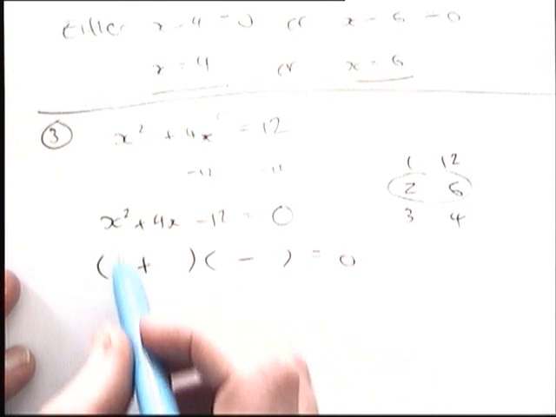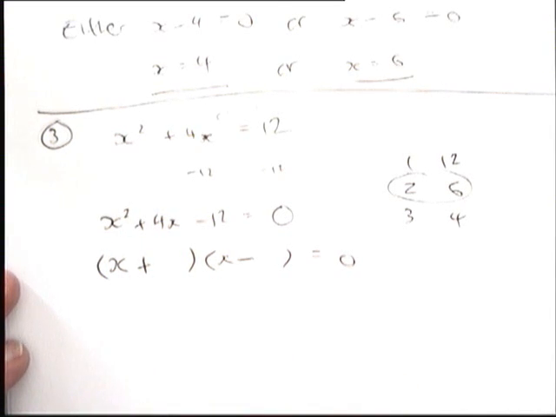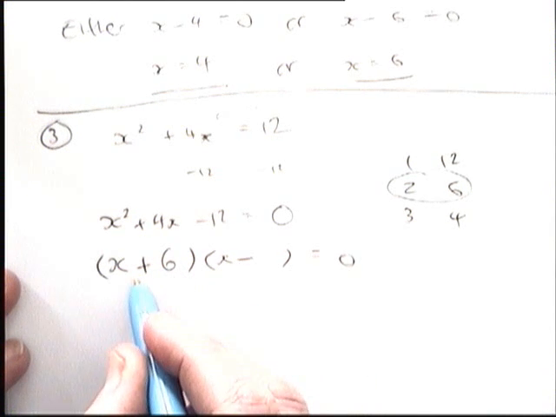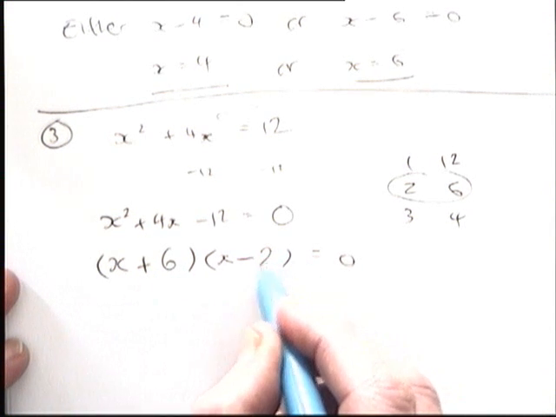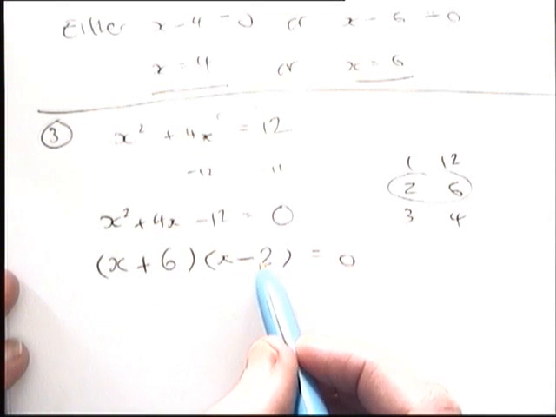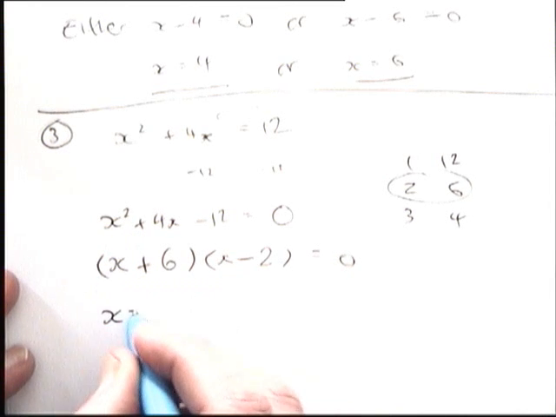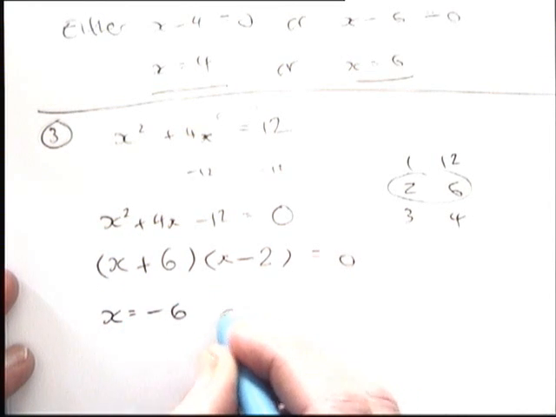So let's just put my x's in, because that's what I will need for my x squared. Now I said 6 take away 2 is 4. 6 will go with a plus. The 2 will go with the minus, because it's plus 6 minus 2 that is 4. If you multiply that out, you will get what we need. So the answers here will be minus 6 and 2.